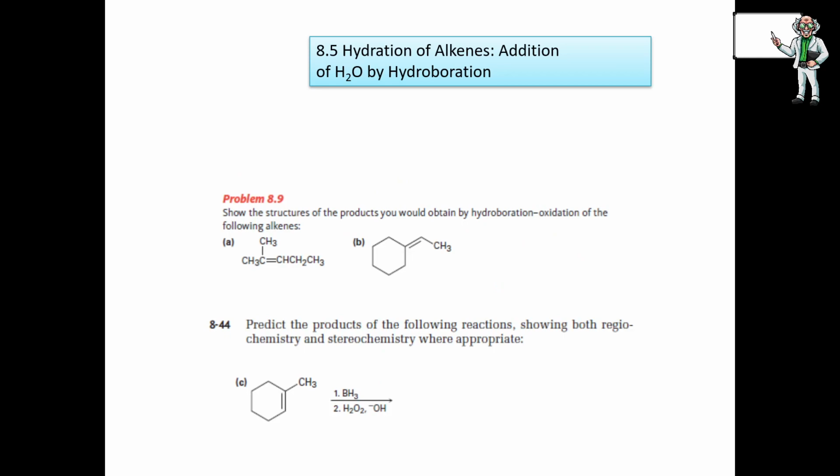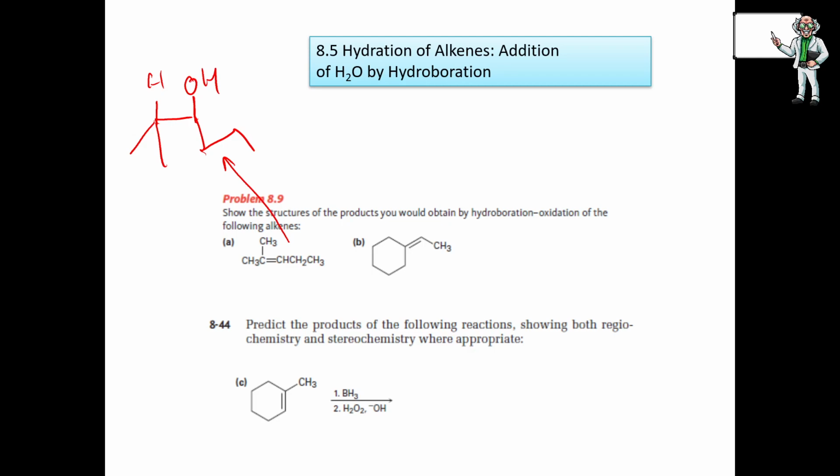We can do the following problems. Show the structure of the product that you will obtain by hydroboration-oxidation of the following alkenes. Okay, in this case, first of all, the borane will go to the less substituted carbon. That means that in the most substituted carbon, we will put the hydrogen. And in the less substituted one, we put the boron, and it will transform into an alcohol.